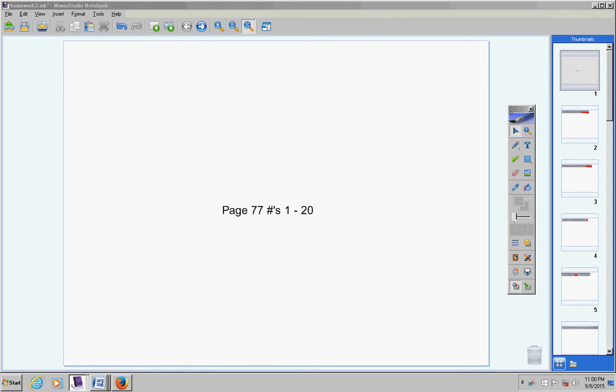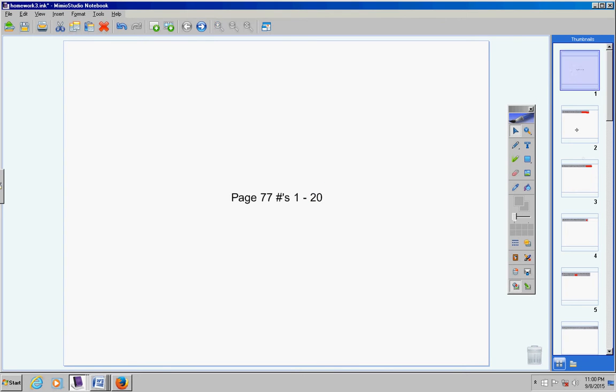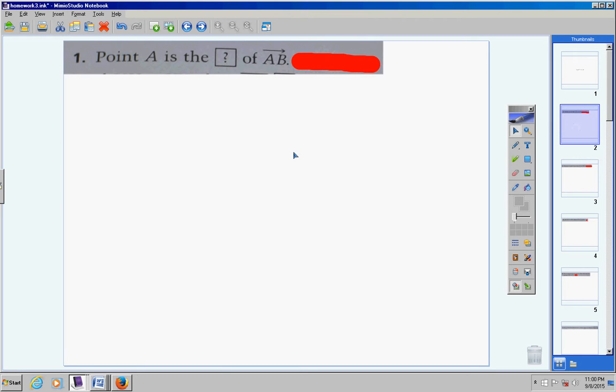Geometry students do the mid-chapter review, page 77, numbers 1 through 20. Let's jump into this and see if we can't review a lot of information. Please pay attention, work hard, and do this from your heart, really trying to learn. Numbers 1 through 6, the directions say to complete the statement.